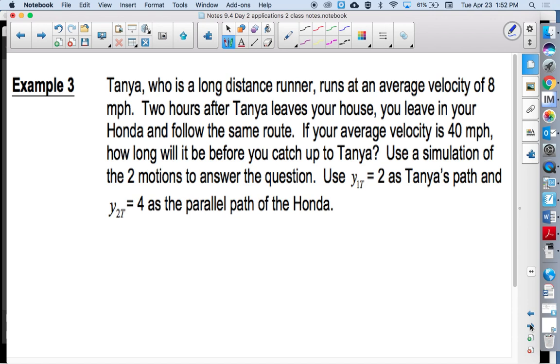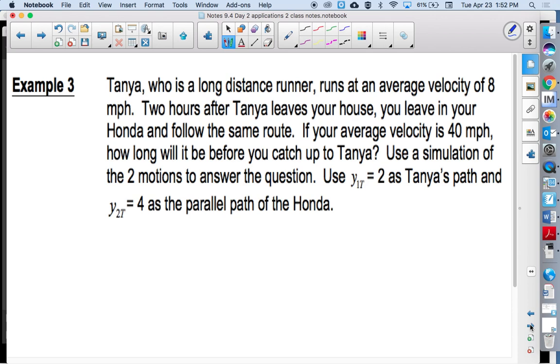2 hours after Tanya leaves, she's leaving your house. You leave in your car, a Honda, because everybody owns a Honda. Why not? So instead of running with Tanya, this would totally be me. It'd be like, see you later, friend. You have a good run. I'll pick you up. You wait for 2 hours, and then you get in your car, and you figure you probably should go pick up Tanya.